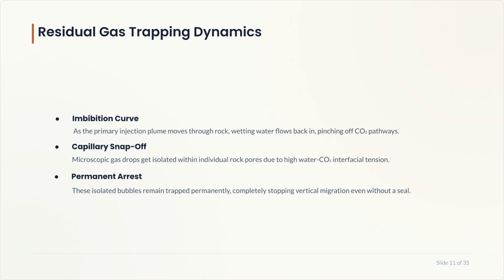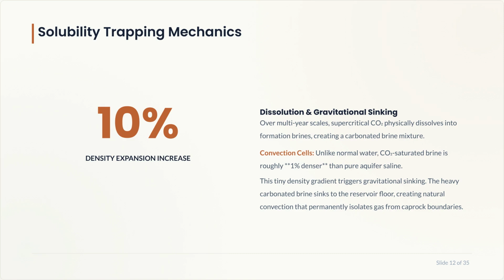Anticlinal dome enclosures, capped by low permeability rock, function much like natural gas reservoirs to contain injected volumes. Residual gas trapping occurs through capillary snap-off, where microscopic CO₂ droplets become permanently isolated in pore spaces as water displaces the primary injection plume. Over longer periods, CO₂ dissolves into brine, creating a carbonated mixture that is slightly denser than surrounding fluid. This triggers gravitational sinking, creating convection cells that further isolate the CO₂.